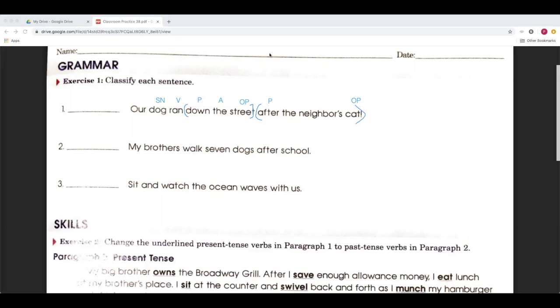Whose cat? The neighbor's cat. So that's a possessive noun adjective. The is always an article adjective. Whose dog? Our dog. Possessive pronoun adjective.